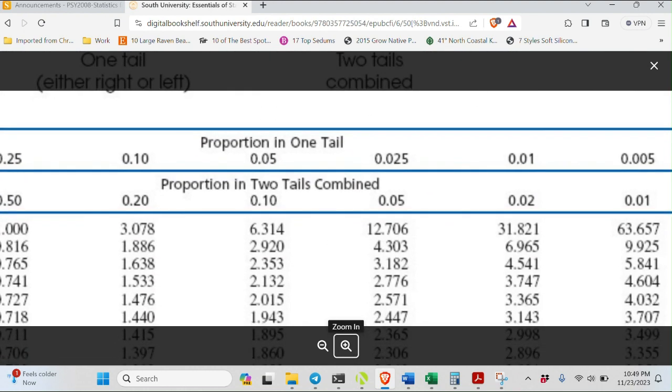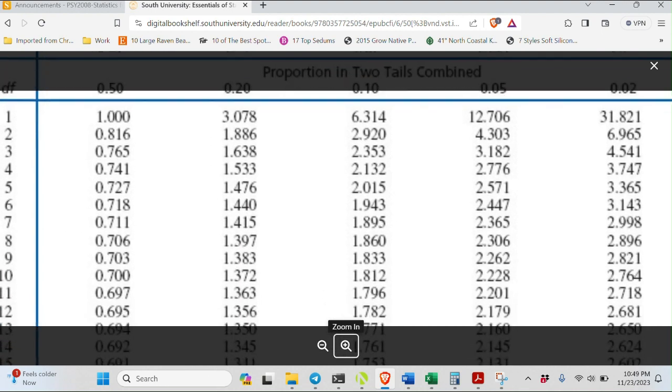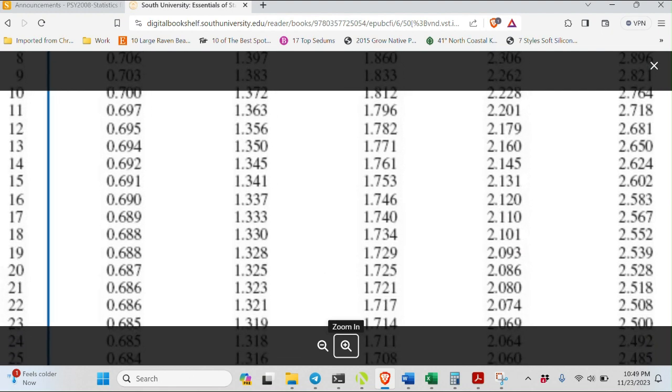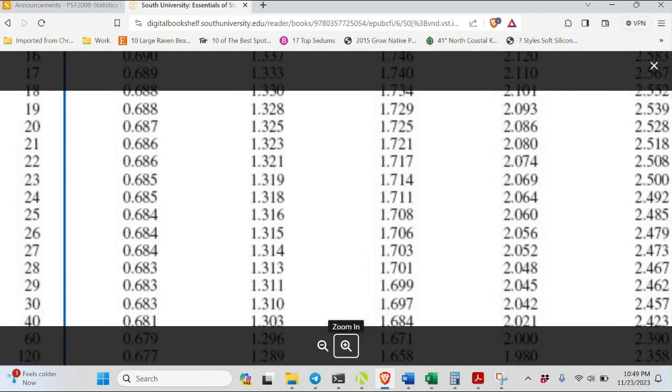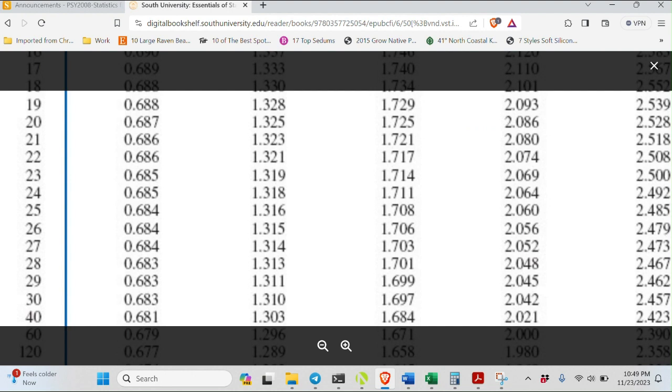Okay, so proportion in two tails combined, that's essentially the fourth column over, and you would just go down. You could keep your finger on this column so that you keep track of it. Because we don't have a 39, we would go to the closest number, which is 40. So our critical value of t is 2.021. You would have to explain that in words in a paragraph.